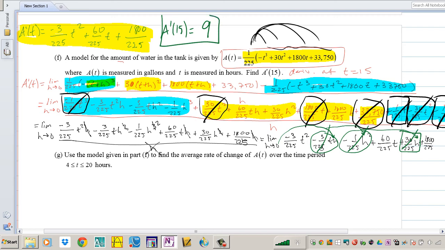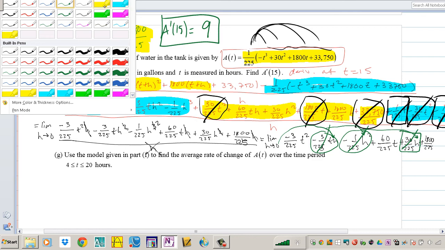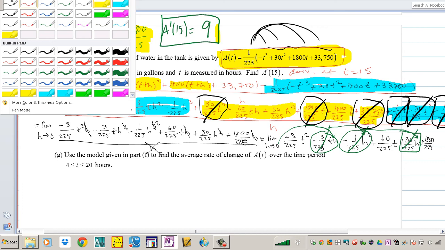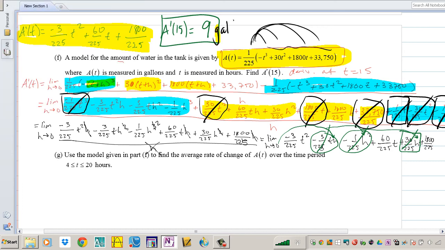So what does that mean? That means that if this water tank were to truly model this equation, the instantaneous rate at which the water level was changing was 9 gallons per hour. That is the exact change of the water tank at 15 hours.